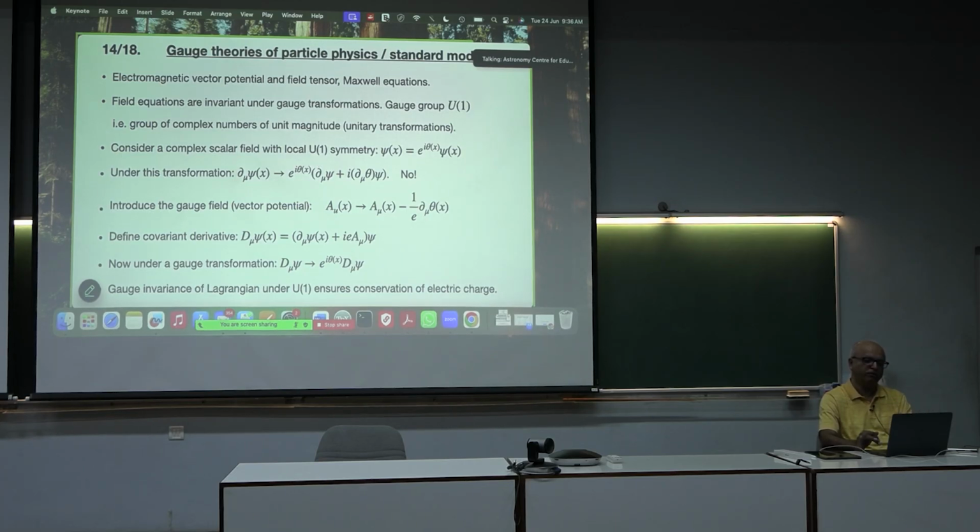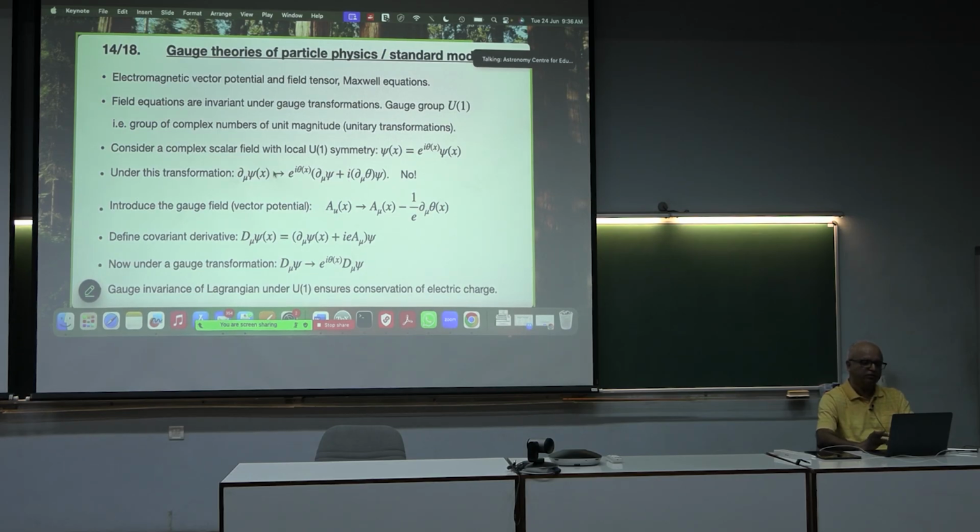An element of the group U1 is e to the i theta. So, I want to multiply psi of x by e to the i theta of x. If theta depends on x, it is a local symmetry. If theta does not depend on x, it is a global symmetry. We do not want any change in the field equations if we make this phase transformation on the state. So, this is called a gauge transformation.